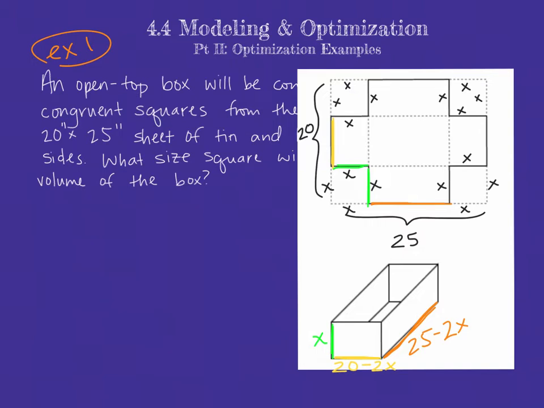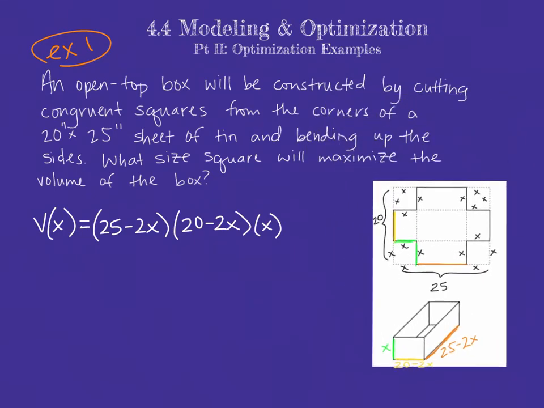So let's write out that equation for volume using our picture that we just labeled. Since volume of this box is going to be length times width times height, we have the volume in terms of X: the length, which is 25 minus 2X, the width, 20 minus 2X, again, those are interchangeable, we're multiplying them anyway, times the height, which is X. So we now have our volume equation, and this is the equation that we want to maximize.